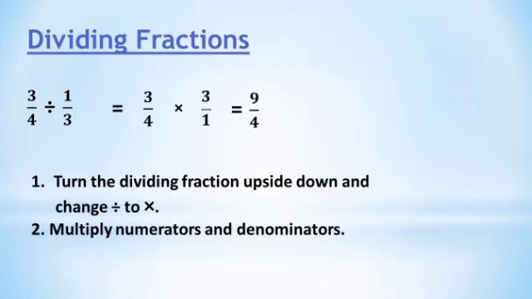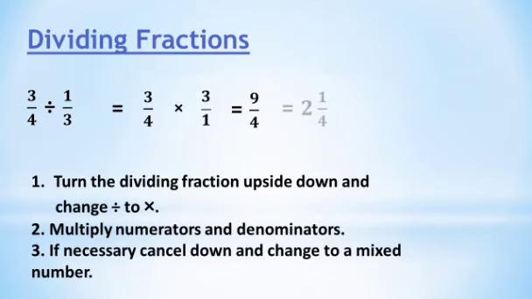After this, we will multiply the numerators together and the denominators together. So here we will get after multiplication 9 upon 4. After this, if necessary, cancel down the numbers in the numerator and denominator or change it to mixed number. So I hope you have understood how we will divide the fractions.